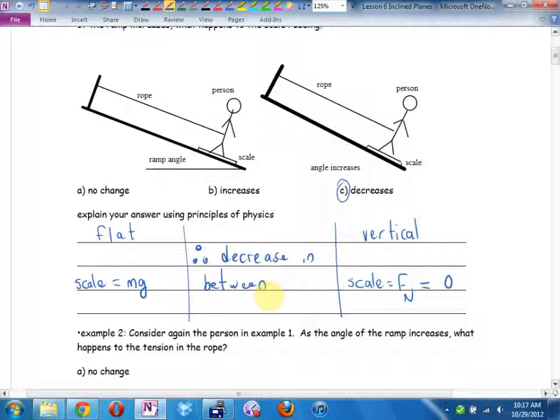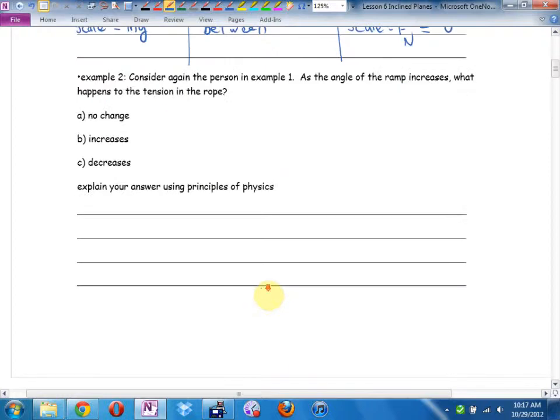Okay. Example 2. Consider again the person in example 1. As the angle of the ramp increases, what happens to the tension in the rope? A, no change. B, increases. C, decreases. You were going to raise your hand with an answer already. You're not even giving us a chance to vote. He likes the dictatorship model as opposed to the democratic model. I thought we were already in the voting stage.